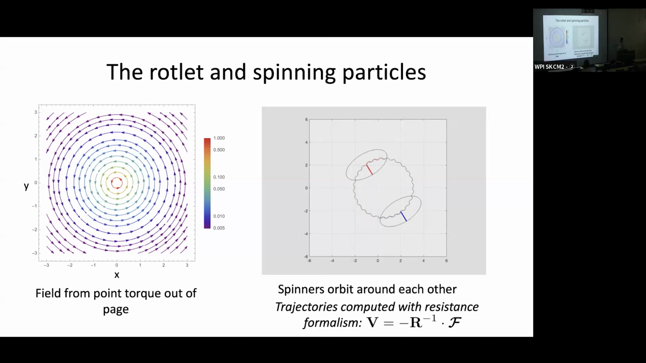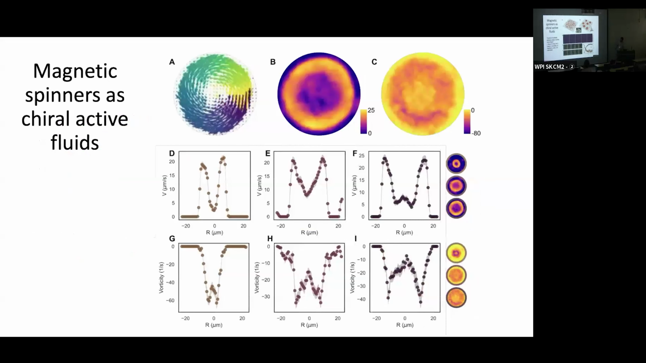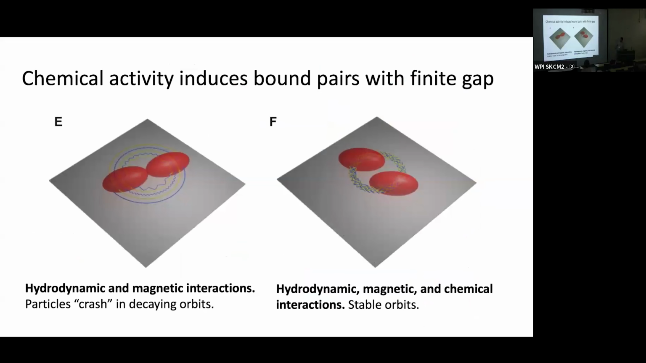Now, this is without magnetic dipole-dipole interactions. If you put in, let me flip back to this, if you put in dipole-dipole interactions, they'll be attracted, and you'll get decaying orbits. They'll crash into each other.